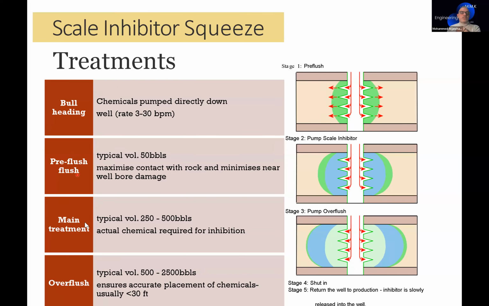So the treatment of scale inhibitor squeeze: bullheading, flush, main treatment, and overflush. For instance, bullheading is chemicals pumped directly down at a rate of 3 to 30 ppm. Stage 1, pre-flush. Stage 2, pump the scale inhibitor. Stage 3, pump overflush. And stage 4 is shut-in and return the well to production.